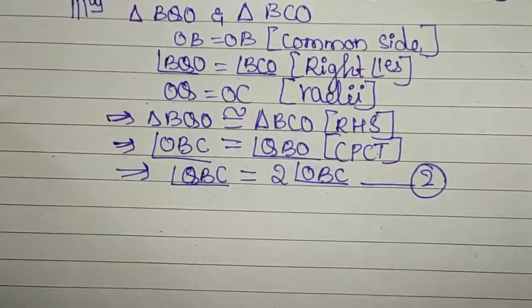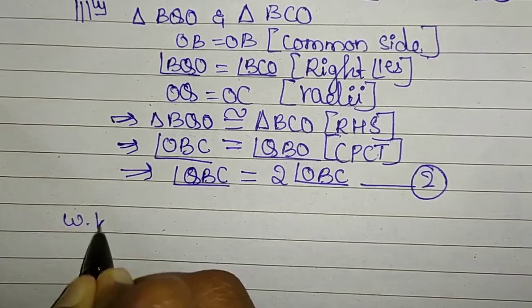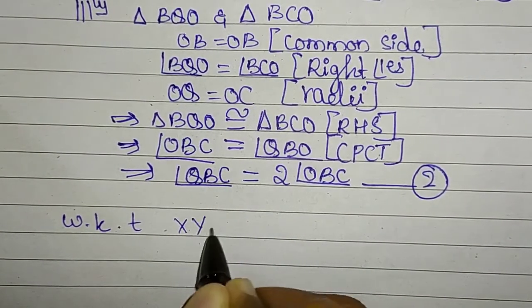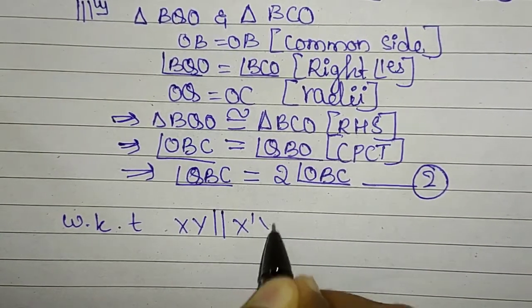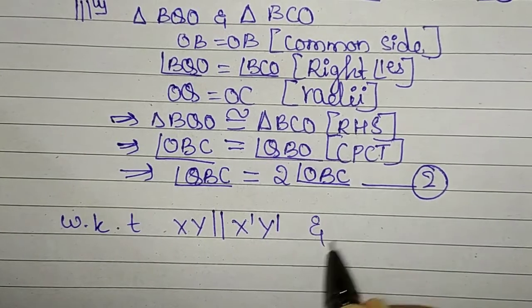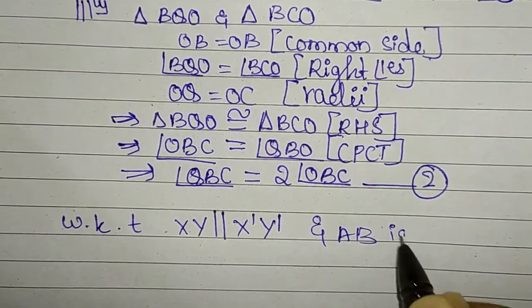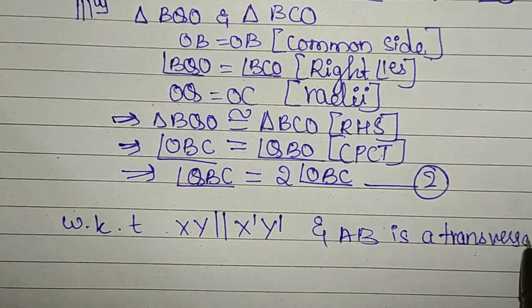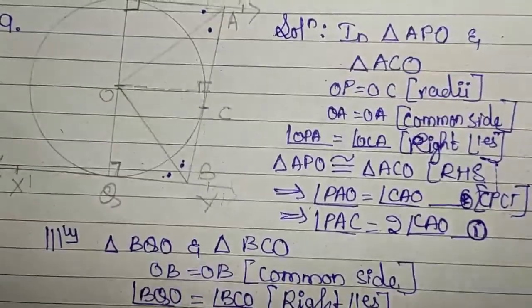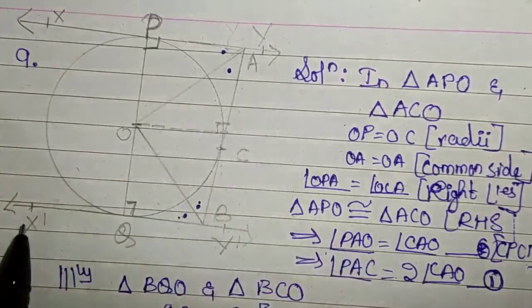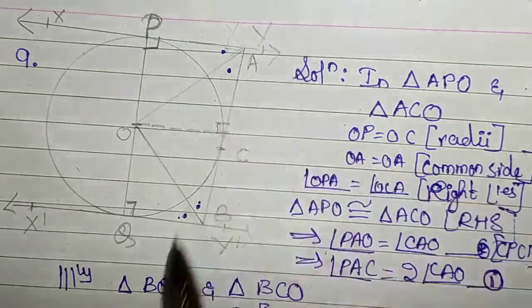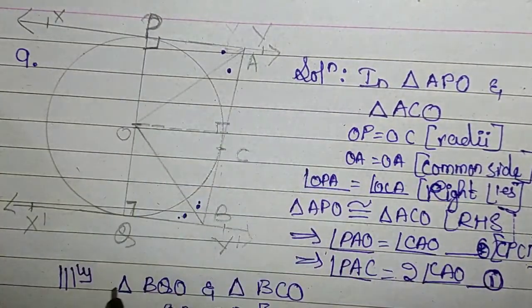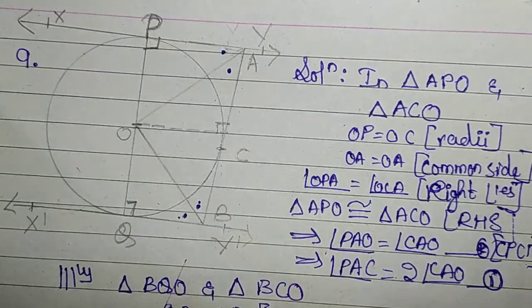We also know that XY is parallel to X dash Y dash, and AB is a transversal. If you look at the figure, you'll know. Look here. XY is parallel to X dash Y dash, and AB is one of the transversals. Of course, PQ is a transversal, but AB is also a transversal.